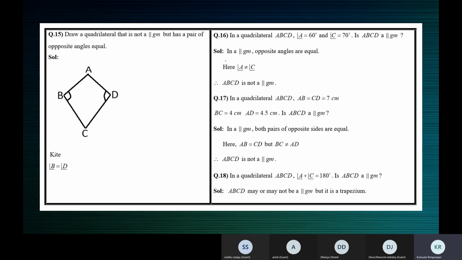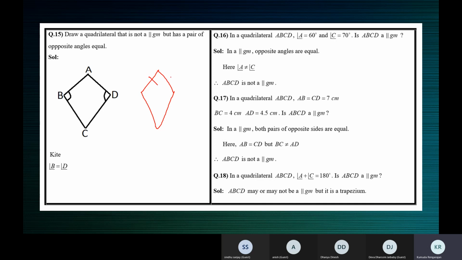Okay, in question number 15, draw a quadrilateral that is not a parallelogram, but has a pair of opposite angles equal. It should have only one pair of opposite angles equal. And that is a kite. A kite is not a parallelogram.